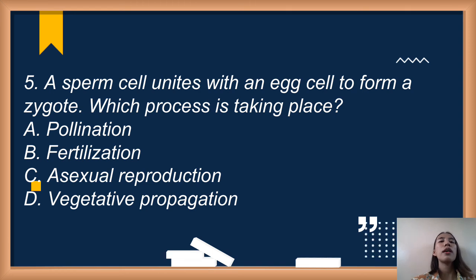Number 5. A sperm cell unites with an egg cell to form a zygote. Which process takes place? A. Pollination. B. Fertilization. C. Asexual reproduction. D. Vegetative propagation. It is letter B, fertilization. If an egg cell and sperm cell unite, they form a zygote. This process is what we call fertilization.